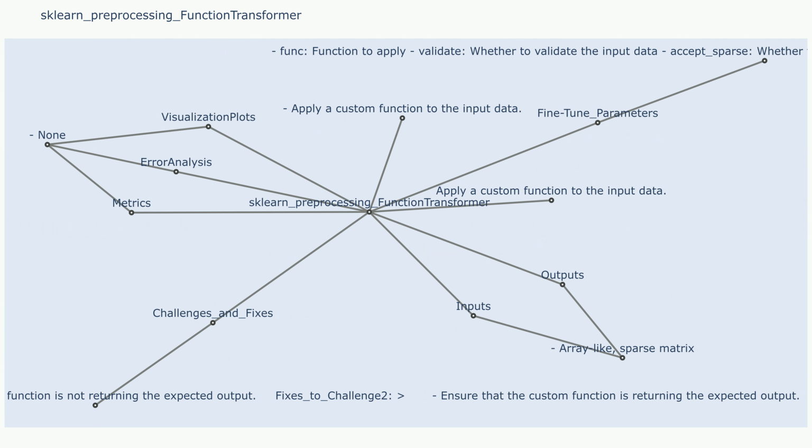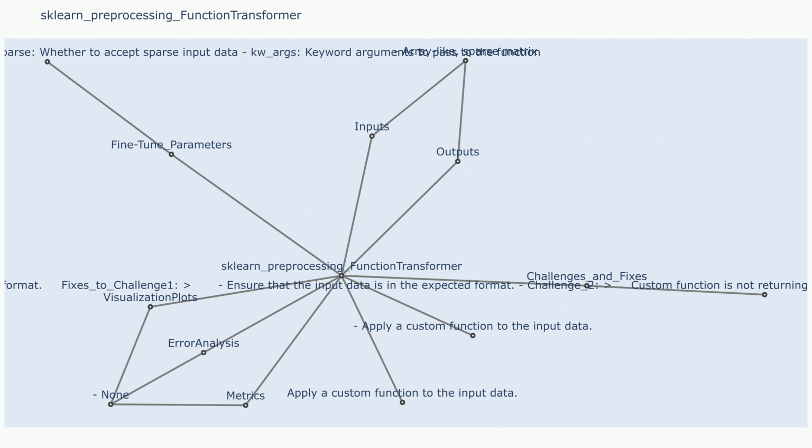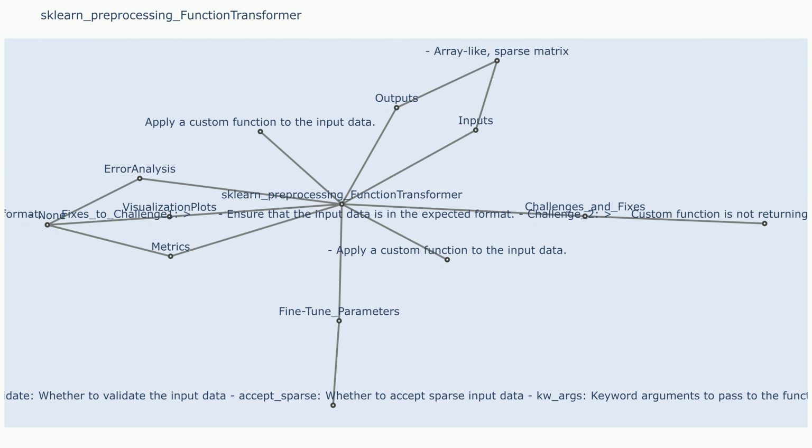However, you can use visualization techniques for the output data after transformation. Fine-tune parameters: func. This parameter defines the function that you want to apply to your data. It can be any callable object that takes the input data as an argument and returns the transformed data. Validate. This parameter controls how FunctionTransformer handles the input data. If set to True (default), it will check if the input data has the correct format and raise an error if it doesn't. You can set it to False if you want to bypass this check.